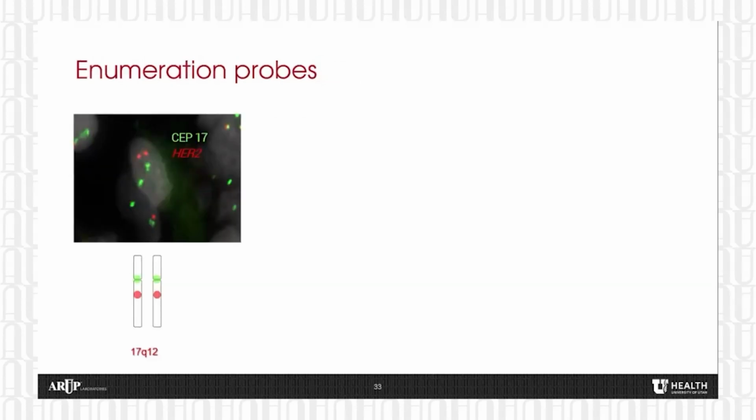So starting with the enumeration probe, in this probe strategy, you have one probe targeting your gene of interest, in this example, HER2, on the long arm of chromosome 17, and then you have a control probe targeting the centromere of that chromosome, which in this case is the centromere of chromosome 17 or CEP17. So a normal cell would show a signal pattern of 2 red, 2 green, meaning that 2 chromosomes 17 are present, and on each one, you have one copy of HER2.